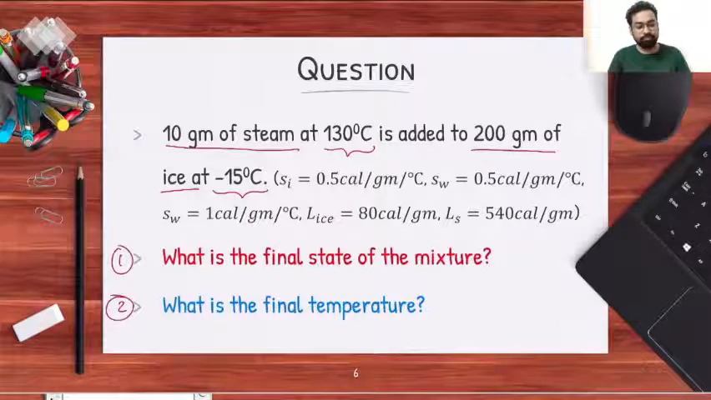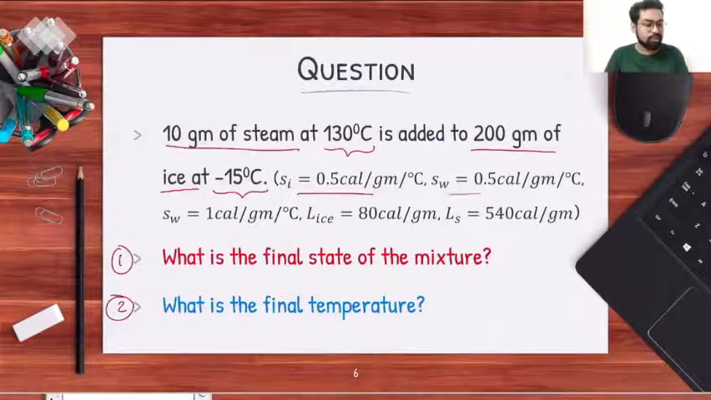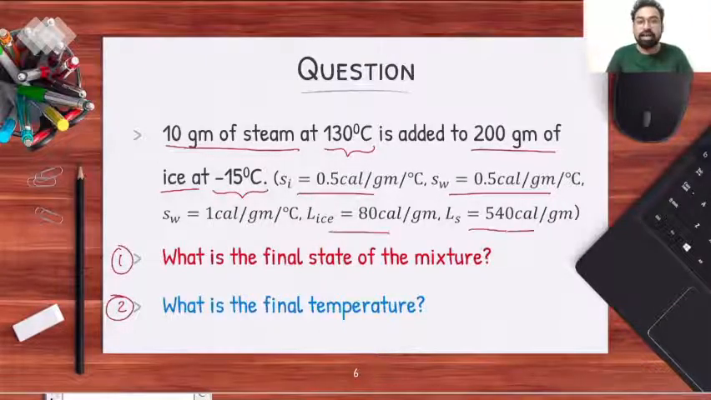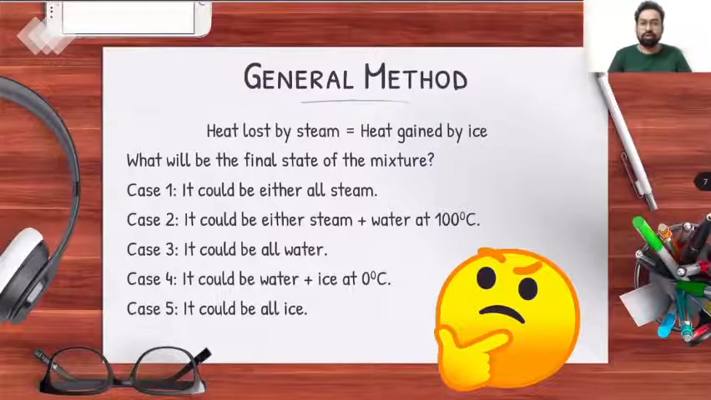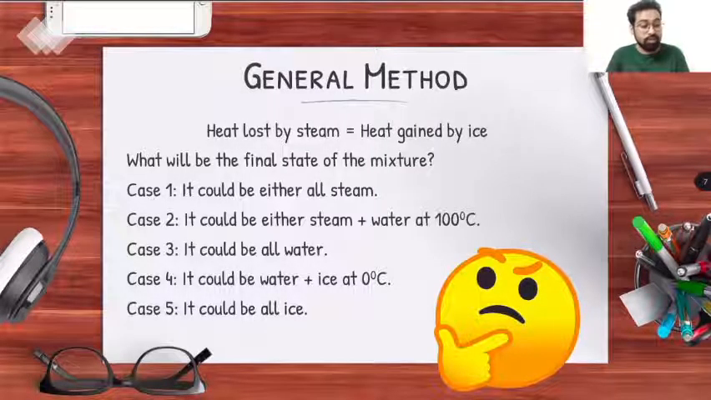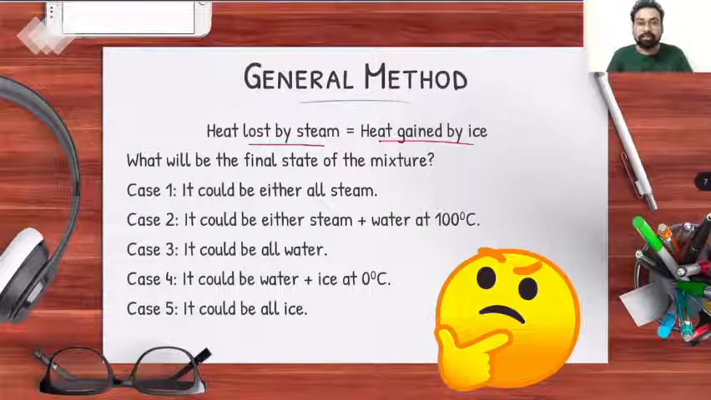I'll tell you why. Let's say that we were given all the data that we required, that is the specific heat capacity of ice as well as water as well as steam, and let us say the latent heat for ice and steam is also given to us. So now if you go with the general method, you are going to say that let's use this principle of calorimetry, right? What should happen? Heat lost by the steam must be equal to the heat gained by ice, right?